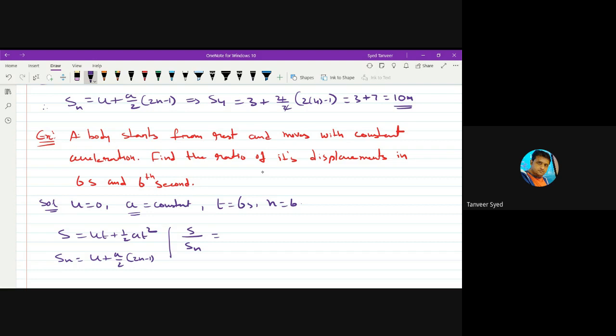U is 0, so it will be half a t square by a by 2 into 2n minus 1. A is cancelled, 2 is also cancelled. You have t square by 2n minus 1. T is 6, so 6 square 36 divided by 2 into 6 minus 1. So this is 36 by 12 minus 1, 11. 36 by 11 is the ratio.